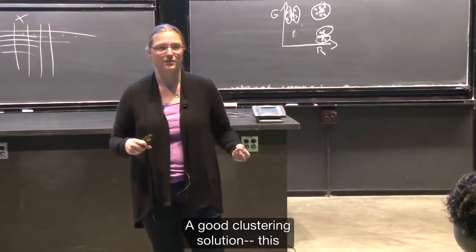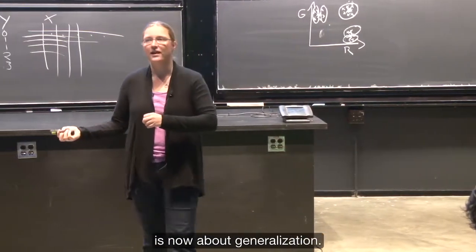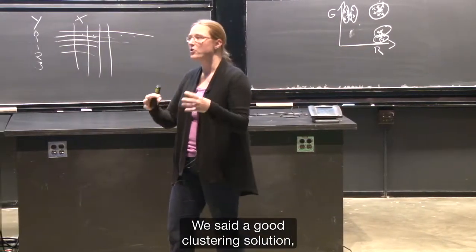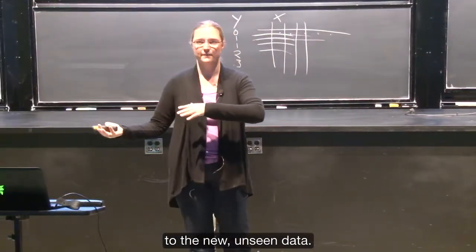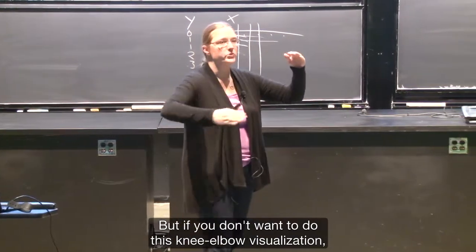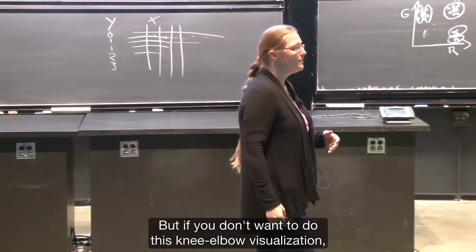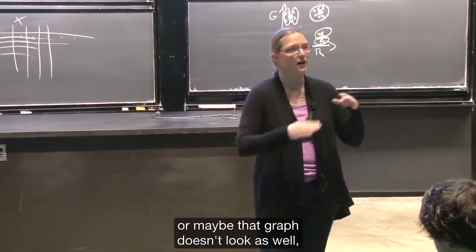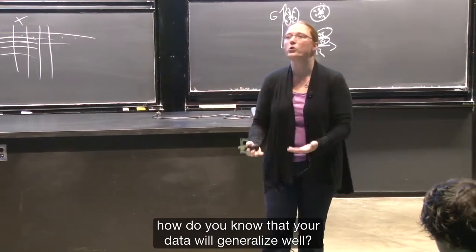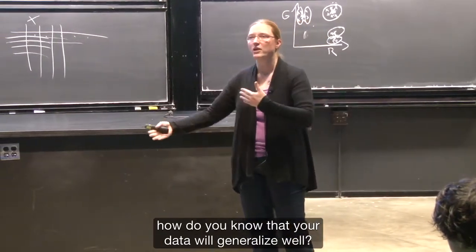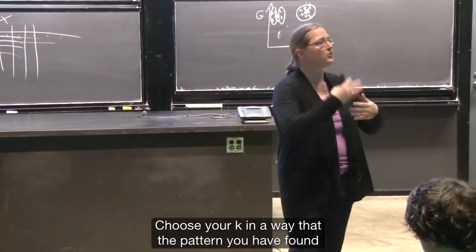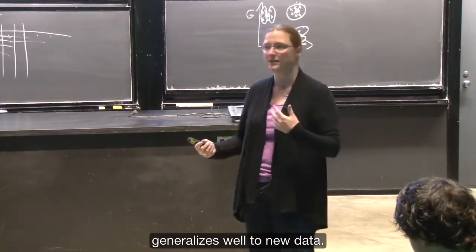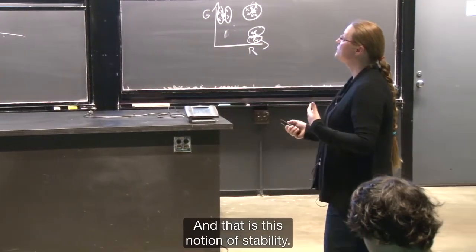A good clustering solution, this is now about generalization. We said a good clustering solution, often you are looking for something that generalizes to the new unseen data. But if you don't want to do this knee-elbow visualization, or maybe that graph doesn't look as good, how do you know that your data will generalize well? Choose your K in a way that the pattern you found generalizes well to new data. And that is this notion of stability.